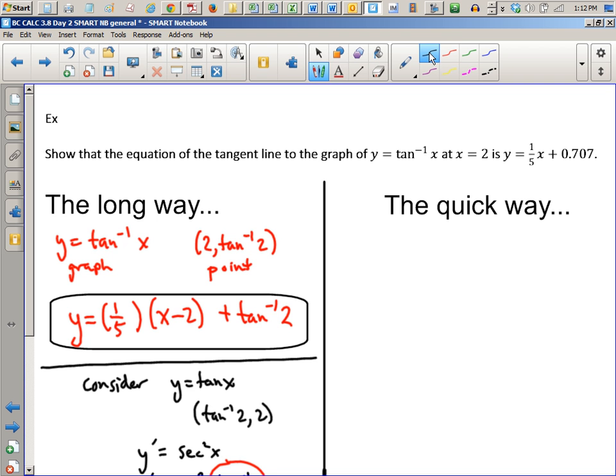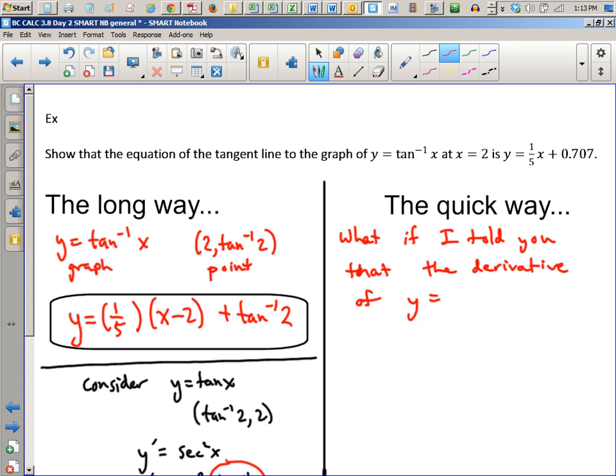What if I just told you this? What if I told you that the derivative of y equals arctan of x is 1 over 1 plus x squared? What if I just told you that? And you just knew that somehow. That'd be awesome, because watch how easy this problem is.